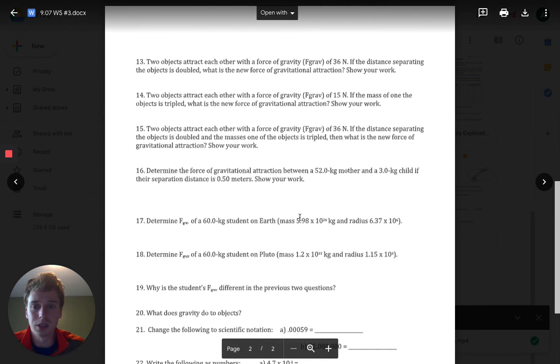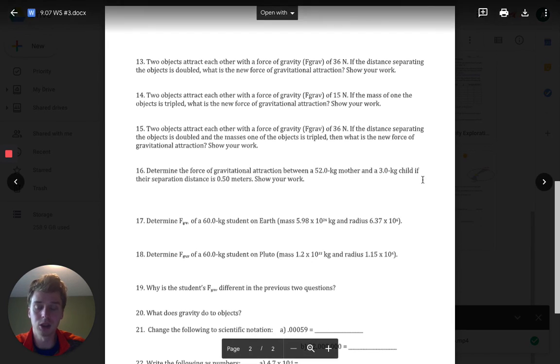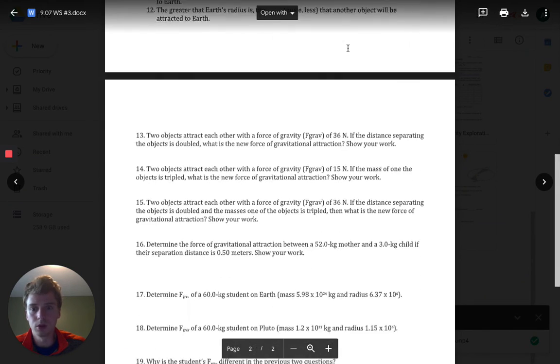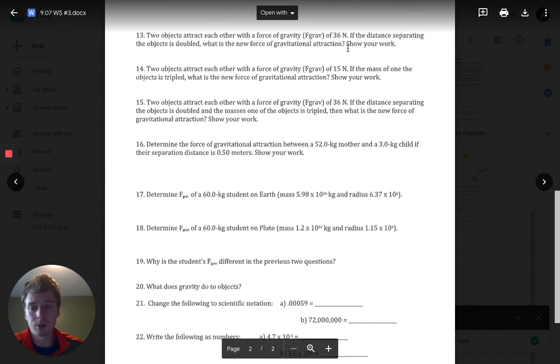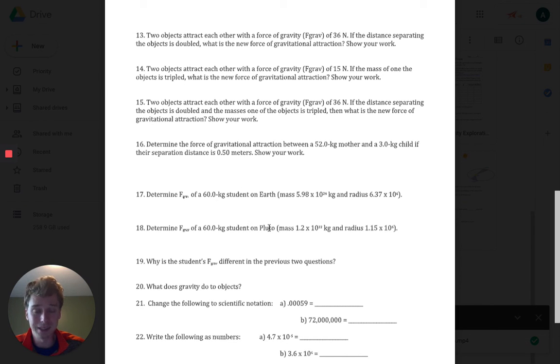The question I showed you earlier, number 16, that's not going to help you. Multiplying your 52 by 9.8 isn't going to help you because this isn't talking about the gravity between the mother and the Earth. This is between the mother and a child, right? So you can't multiply it by 9.8. So in this case, the only way to solve number 16 is to use our formula up here. But using 9.8 times the mass is a helpful way to double check your answer if it's on Earth. Number 18, again, that's not going to help us because it's on Pluto, right?